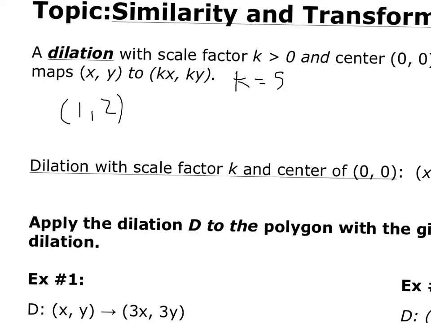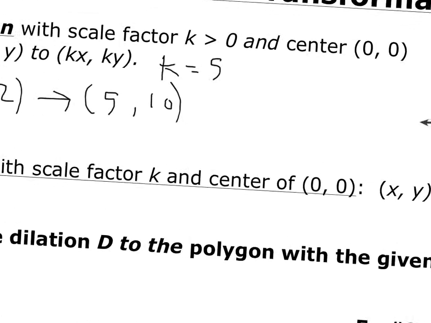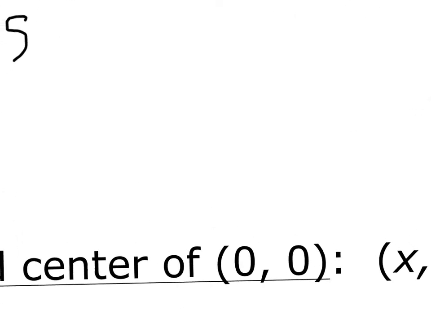So our dilation is 5. All that's saying is that you have to multiply your x value and your y value by 5. So 1 times 5 would be 5, and 2 times 5 would be 10. So if you dilated (1, 2) by a factor of 5, that would give you the new ordered pair (5, 10).